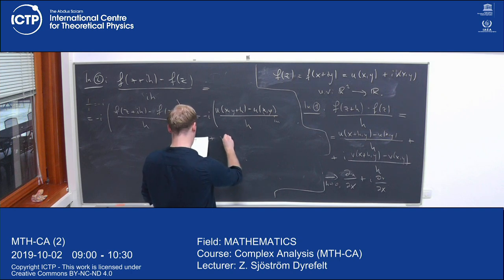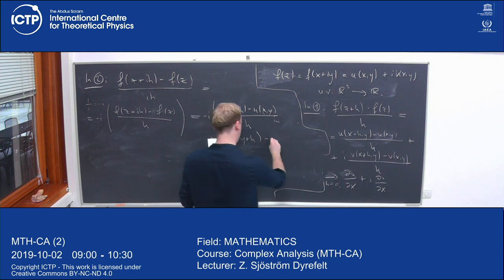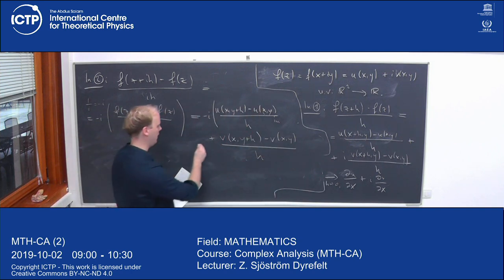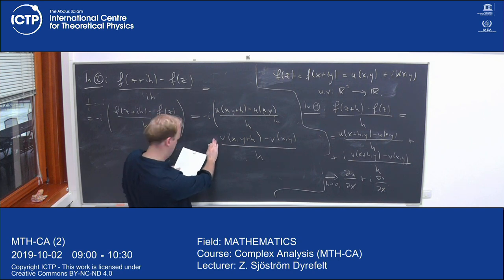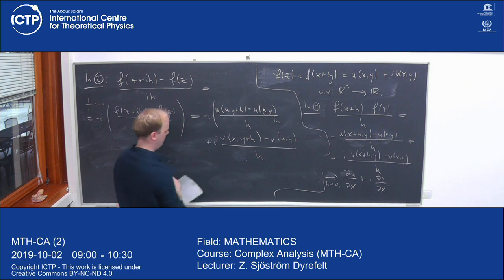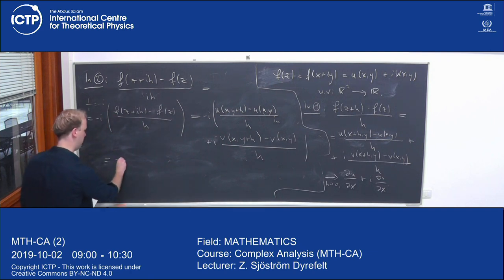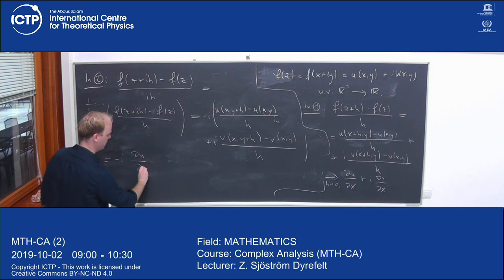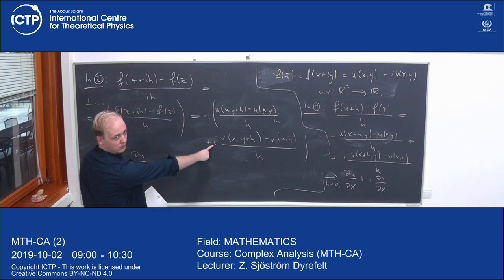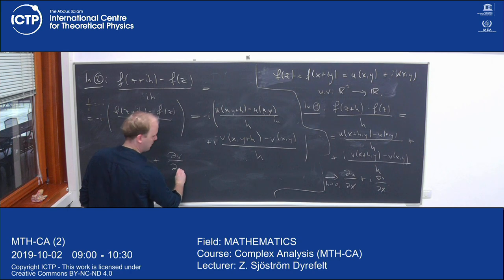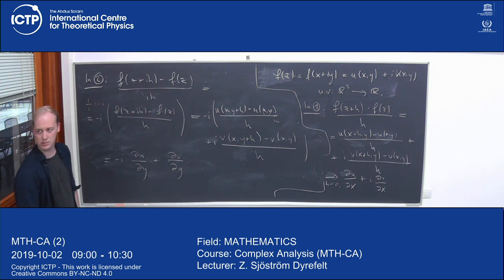Plus, so let's see, have I forgotten an i here? Plus i. Okay. So this is equal to minus i times the partial u, now partial y, and then minus i times plus i squared, so this is plus partial v partial y. Is this correct? Yeah, very good. It tends to this as h goes to 0. So we have these two things.